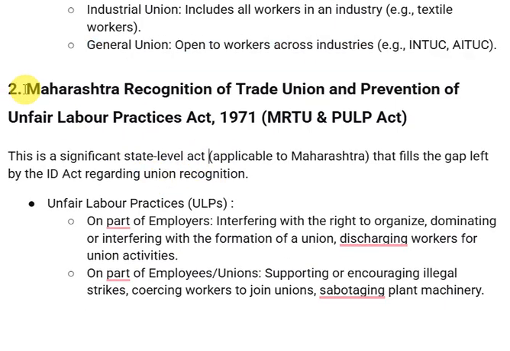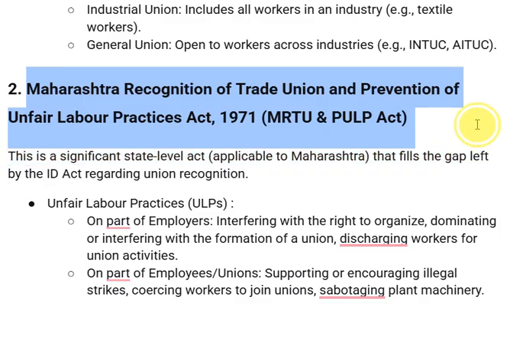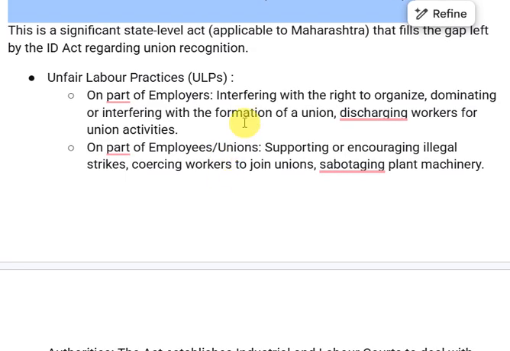Now let us talk about another law, Maharashtra Recognition of Trade Union and Prevention of Unfair Labor Practices Act 1971. This is also called the MRTU and PULP Act. It is giving recognition to the trade union. The Trade Union Act 1926 did not give recognition. So this law is important. It talks about recognition, right? So it's a significant state level law. It is applicable only in Maharashtra.